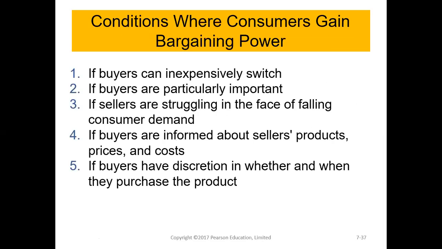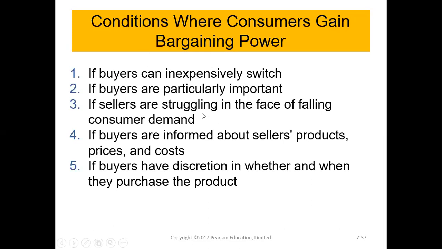Let's look at the conditions first so that you can understand. Conditions where the consumers can gain more bargaining power. If the buyers can inexpensively switch. If I can switch between product X and Y very easily and without too much expense, then I have more bargaining power over company X and Y.